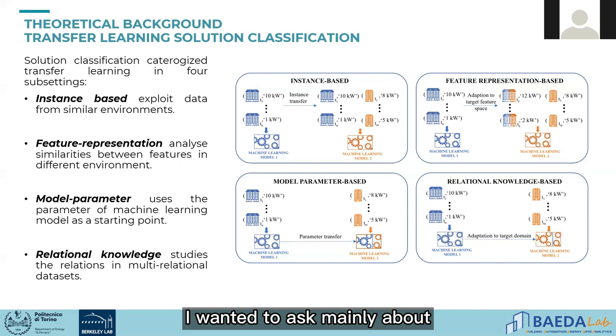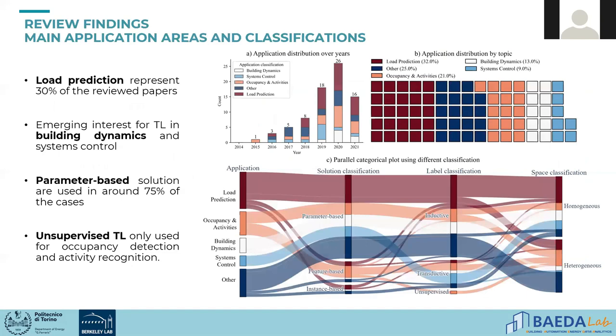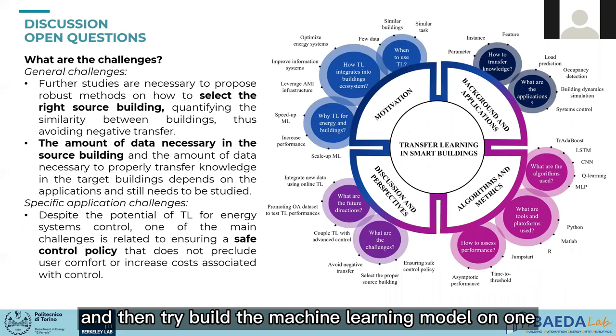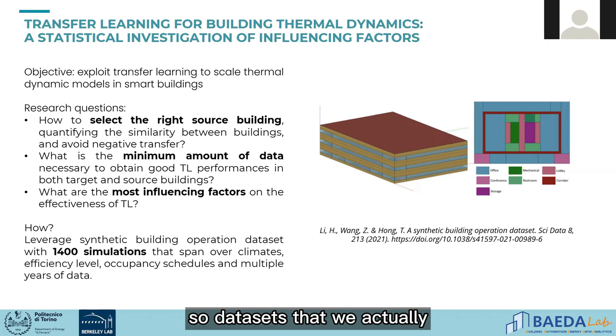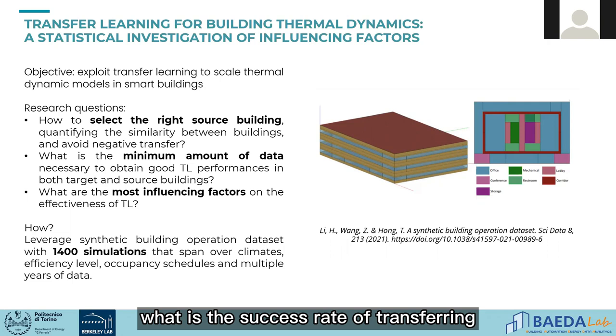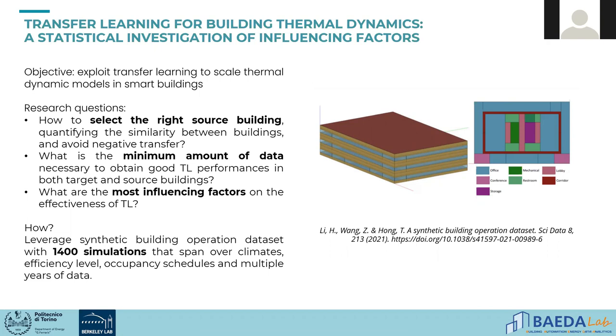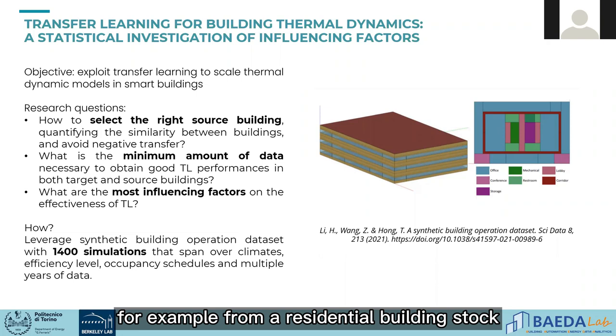I wanted to ask mainly about the case of synthetic data sets. From what I understand, you're mainly talking about available data sets that we need to pre-process and then build a machine learning model on one and try to transfer what we have learned from this model on another one. But I want to ask mainly about synthetic data sets, so data sets that we actually created based on an Energy Plus model. What is the success rate of transferring the prediction of one model to another unknown building that we haven't seen, or, for example, from a residential building stock to an office building stock?